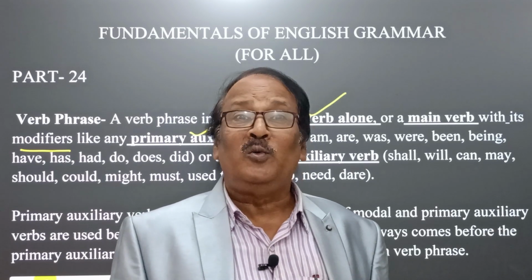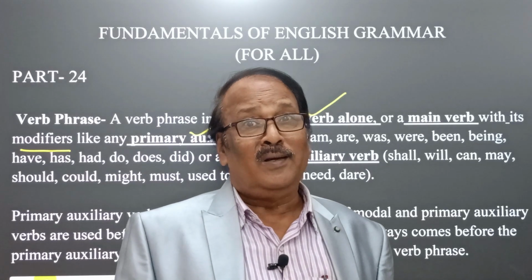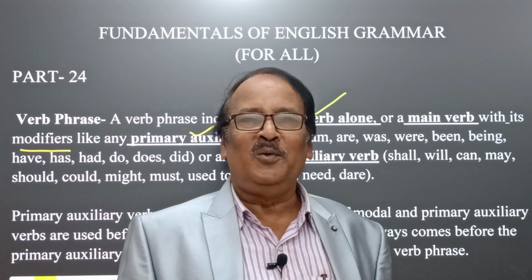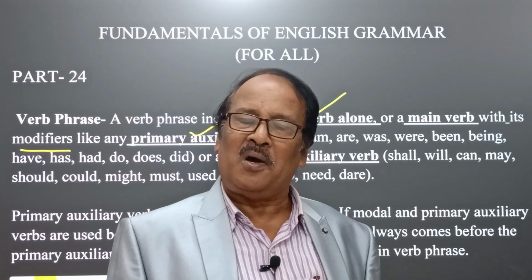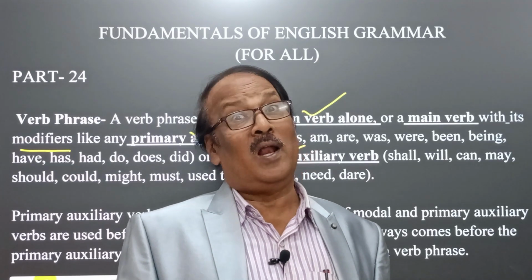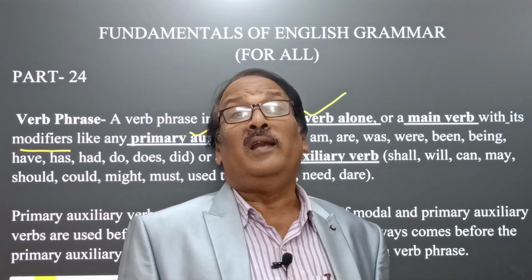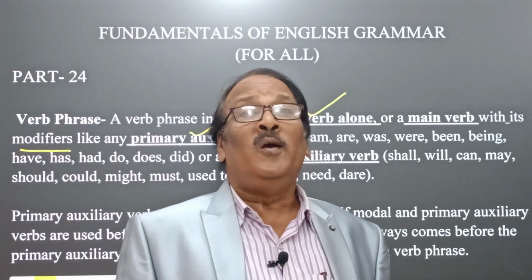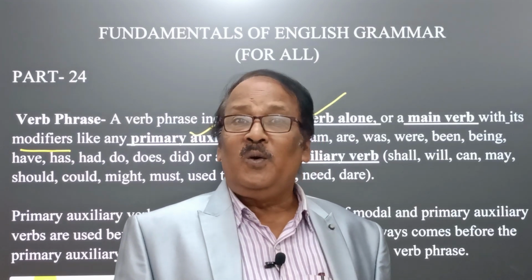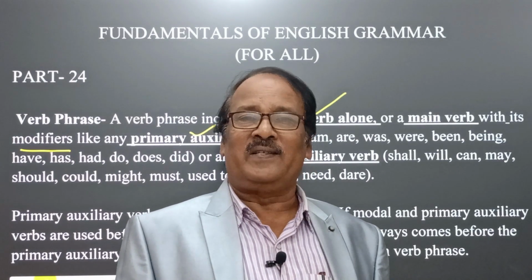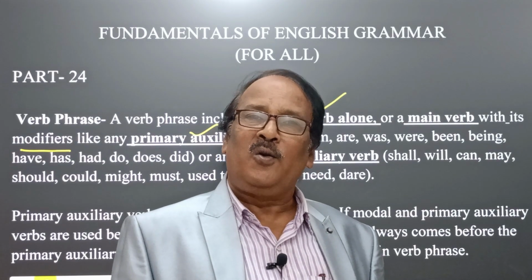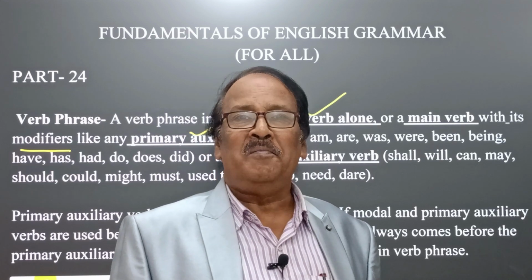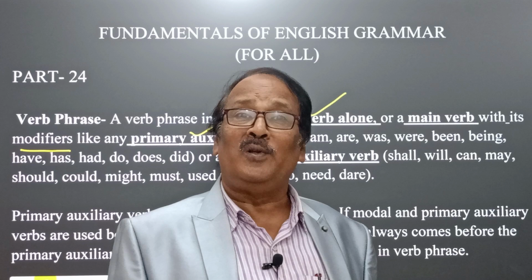Primary auxiliary verbs, as we know, are be, have, do. Once again, I repeat, be, have, do are called primary auxiliary verbs. And the modals. Modals are of 13 numbers: shall, will, can, may, should, would, could, might, must, used to, ought to, need, and dare. These are modal auxiliary verbs.